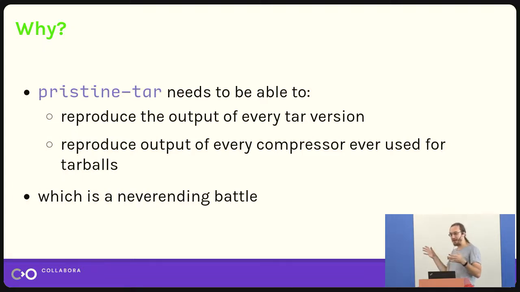But then it has to be compressed, and compressors change over time, and they are not always reproducible. So pristine-tar has to have the implementations for every single compressor ever used for Debian packages, and it has to reproduce them perfectly, and then it has to solve the difference somehow.